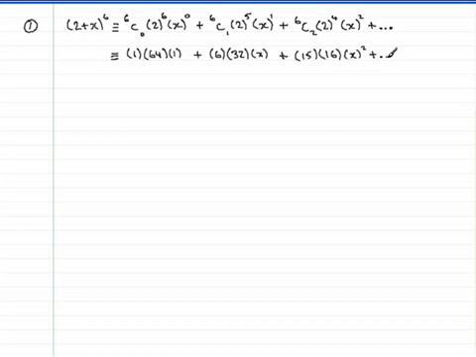Plus, and so on. So just tidying that up now gives us 1 times 64 is 64, and 6 times 32 is 192, so 192x, and then 15 times 16 is 240, so that's 240x squared, plus, and so on.